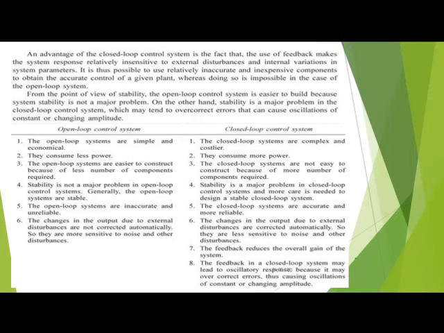Now we'll go through a general comparison between open loop and closed loop control systems. Open loop control systems are simple and economical. Closed loop is complex and costly, and open loop consumes less power and closed loop more power. This is the comparison. Stability is not a major problem in open loop. Stability is a major problem in the closed loop system, and also accuracy, reliability and change. We will go through this comparison.